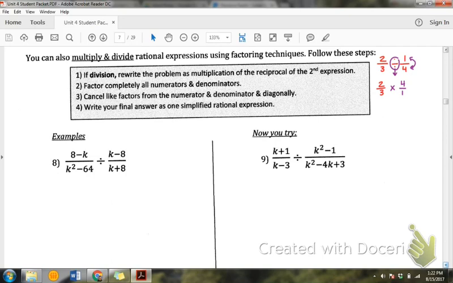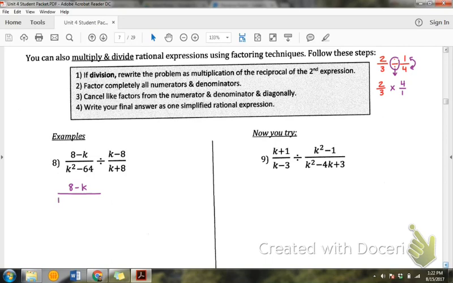So if we look at example 8 here, I have 8 minus k over k squared minus 64, so that one stays the same. Instead of doing this, because that irritates the heck out of me, we're not going to do that. You're going to rewrite it. All right? So you're not just going to change the problem in there because you're going to mess up. So we're going to rewrite the problem. 8 minus k. Can we go ahead and factor that denominator? What does k squared minus 64 get factored to?